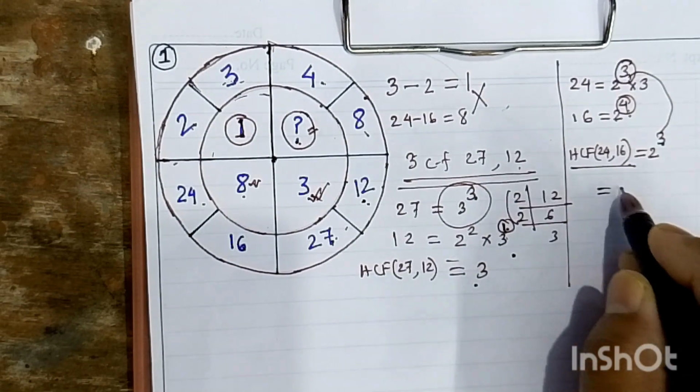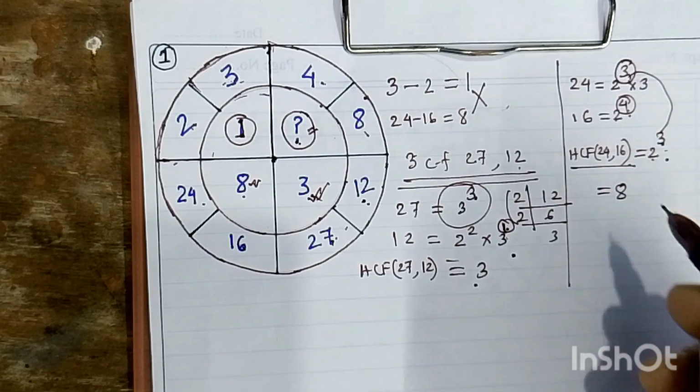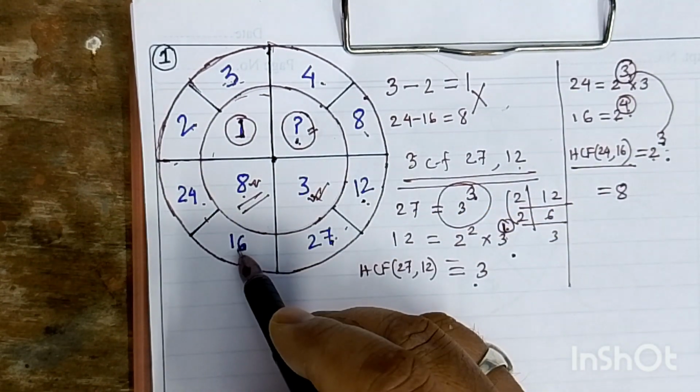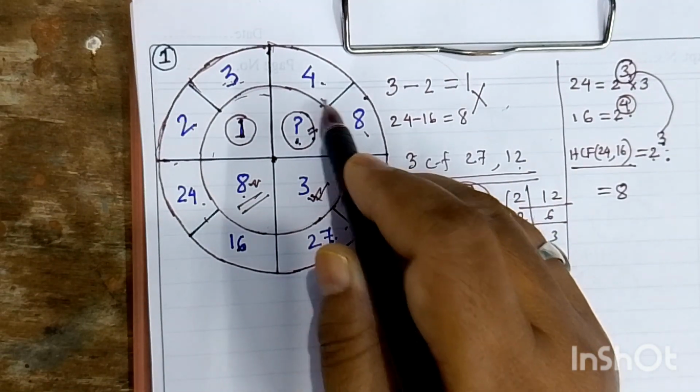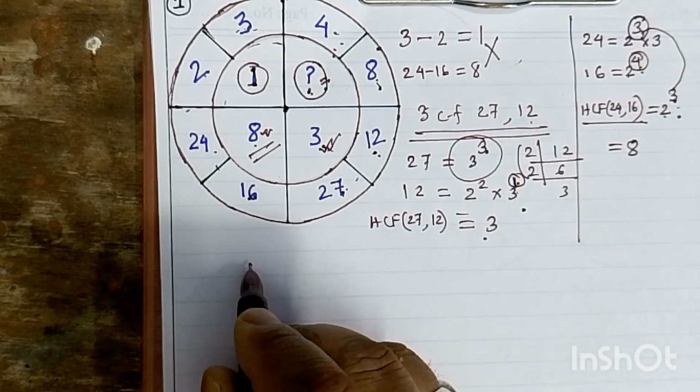So that HCF is 2 cube, which means it is 8. 2 into 2 is 4, 4 into 2 is 8. Yes, definitely. We are getting 8 as the HCF of 24 and 16. So this missing number we are getting as the HCF of 4 and 8. What is the HCF of 4 and 8? That one we have to find out.